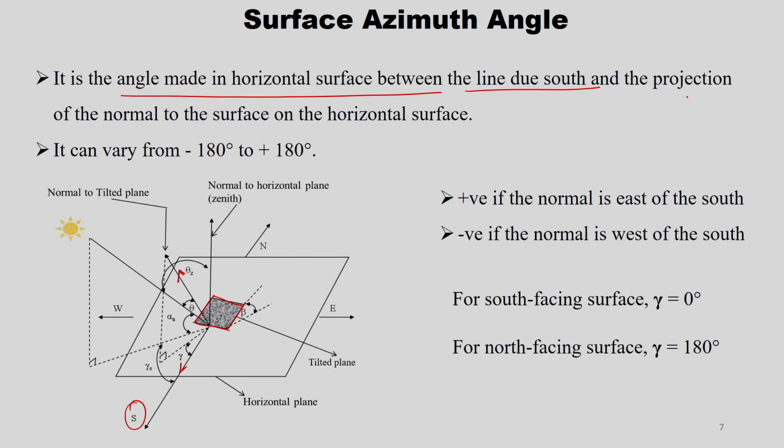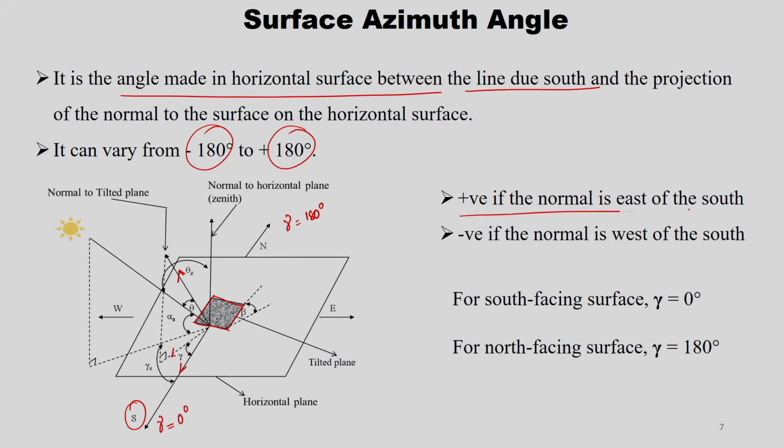So, its projection of the normal to the horizontal surface. So, that is this particular line. So, the angle made between these lines is called surface azimuth angle. Again it varies from minus 180 degree to plus 180 degree. In due south this is referred as a gamma. So, this is 0 degree, and due north gamma is nothing but 180 degree.